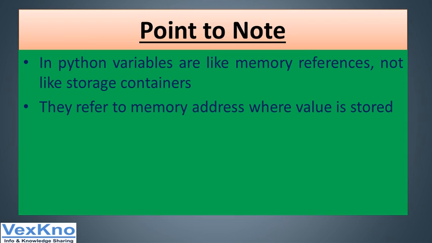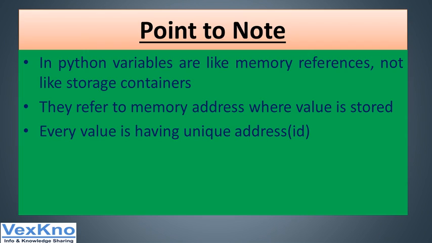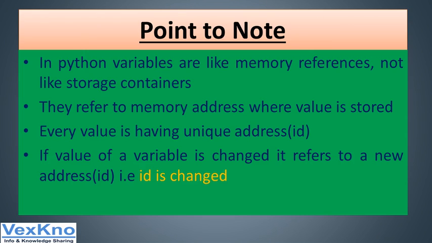So it refers to the memory address where the value is stored, and each value in Python has a unique address that is called the ID. So when you change the value of the variable, actually the address changes, that is, the ID changes.